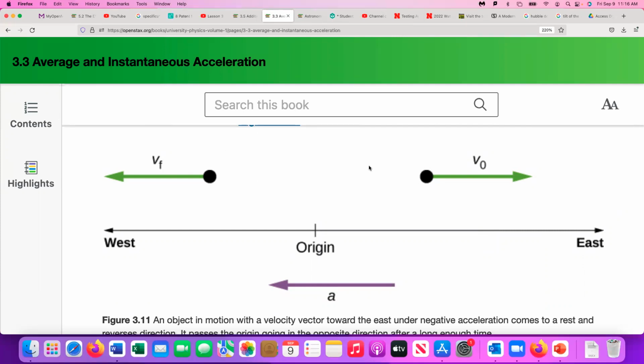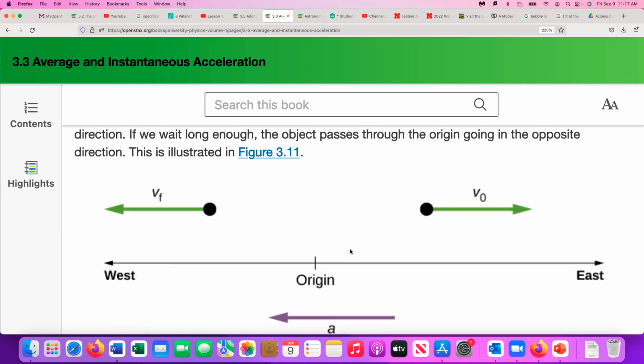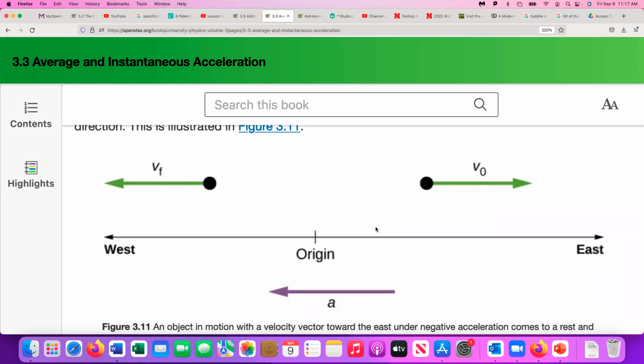And if you actually do the vector difference here, and you do the vector math of this situation, you would actually find that the acceleration is to the left. This is the case when you have an object that's moving in one direction and has an acceleration in the opposite direction. Eventually, that acceleration can actually slow it down to a stop and then start it going the other direction. So we can end up with a final velocity in the opposite direction from your initial velocity.